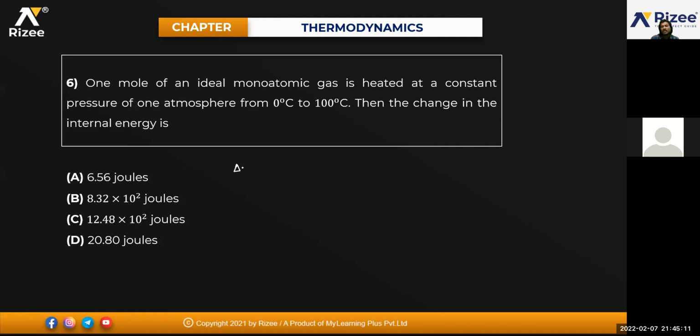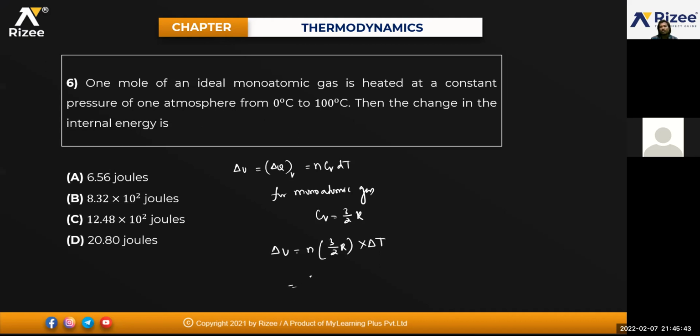So change in internal energy always supplies the heat, beta. So it is your delta Q at constant volume. That will be equal to n into Cv into dT. For a monoatomic gas, I told you in the expansion of kinetic theory of gases, Cv will be equal to 3 by 2 into R. So internal energy will be equal to n into 3 by 2 into R into the temperature difference, that is nothing but delta T.